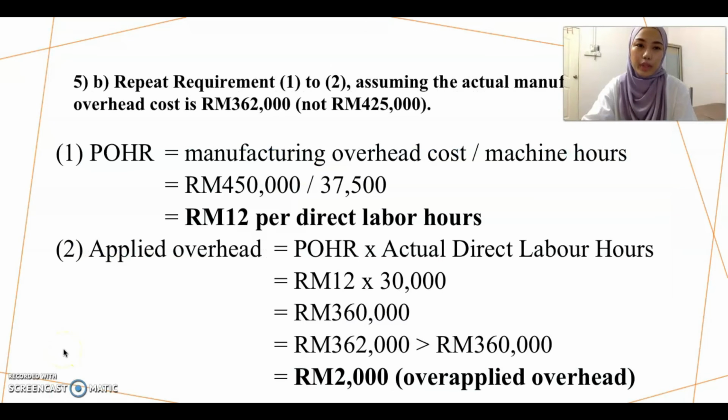For question 5b, repeat requirements 1 and 2, assuming that actual manufacturing overhead cost is 362,000. The first step is to calculate the predetermined overhead rate: 450,000 divided by 37,500, and then we get 12 ringgit per direct labor hour. The second step is to calculate applied overhead: 12 ringgit times 30,000, and then we get 316,000.